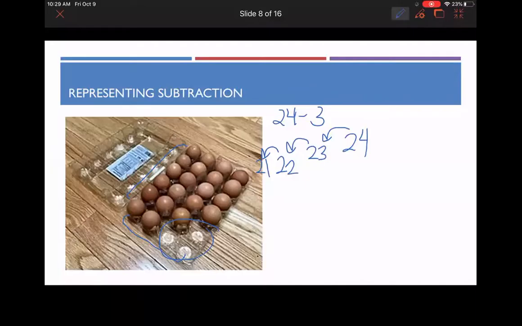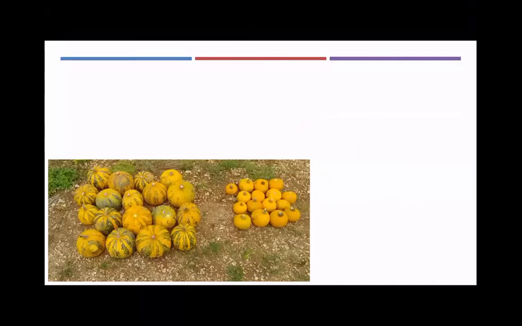So here we go. 24 minus 3 is the same as 24 plus that -3 that we saw on the number line. They mean the same thing. That's the definition, the meaning of the equal sign. All right.